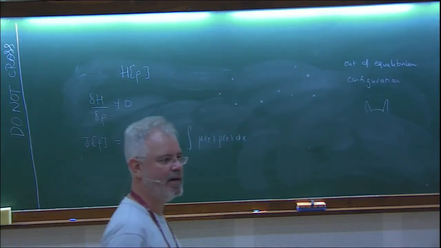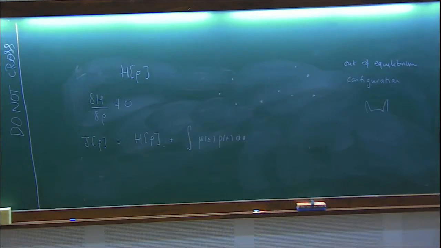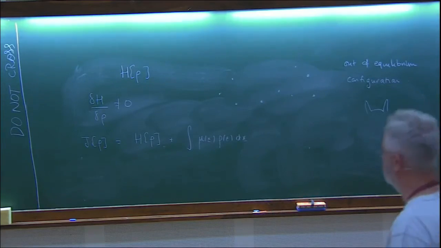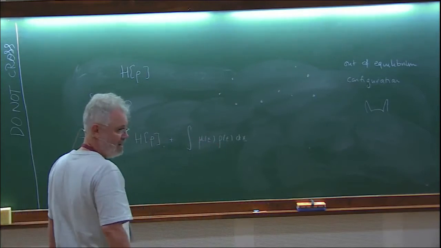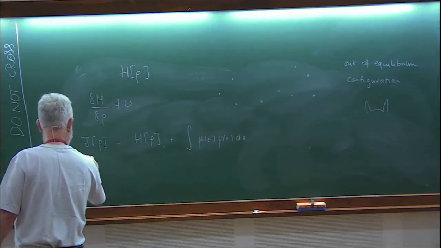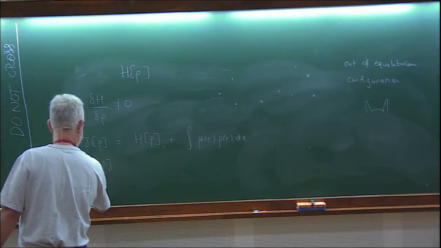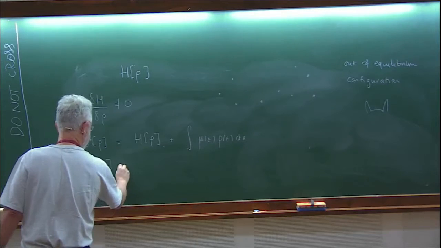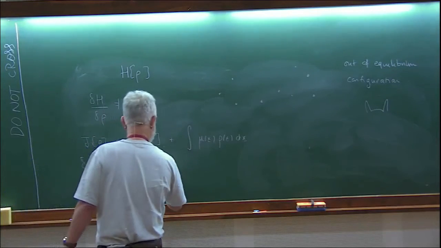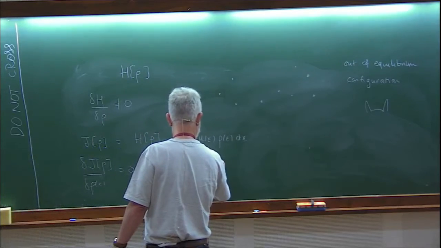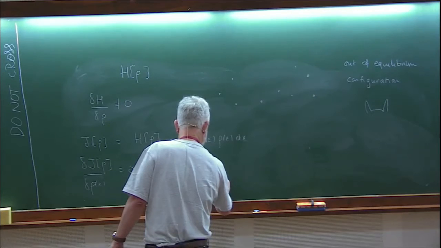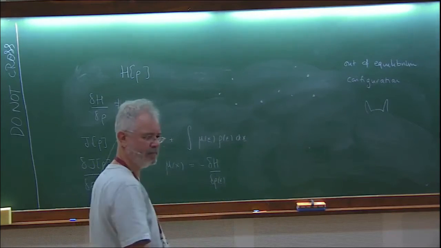Does everybody understand what I'm doing? I'm basically bringing in a potential well, and I'm going to cancel out all the local forces in this system by applying this potential. So what is this potential? How do I know which potential I need to apply? Well, it's easy. I must have that dJ of rho by d rho must be equal to 0 at every point. That tells me that the potential the demon needs to apply is equal to minus dH by d rho of x.